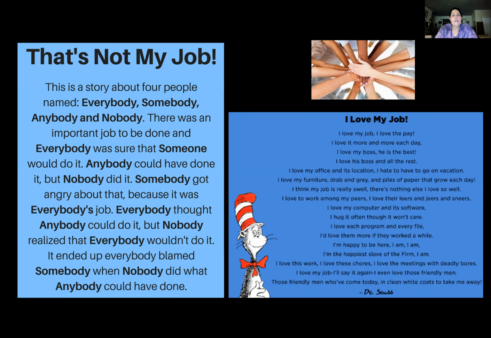This is a story about four people named Everybody, Somebody, Anybody, and Nobody. There was an important job to be done, and Everybody was sure that Somebody would do it. Anybody could have done it, but Nobody did it. Somebody got angry about that because it was Everybody's job. Everybody thought Anybody could do it, but Nobody realized that Everybody wouldn't do it. It ended up Everybody blamed Somebody when Nobody did what Anybody could have done.